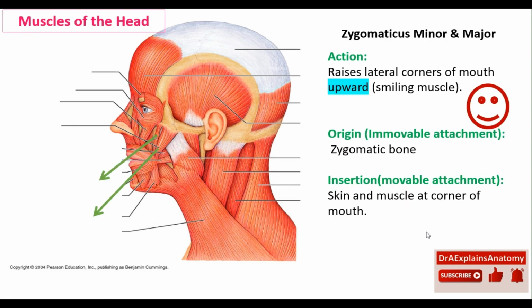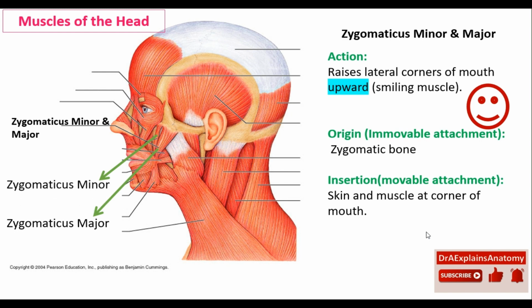Moving to the zygomaticus minor and major muscles. This right here is the zygomaticus major, and this is the zygomaticus minor. Their action is they raise the lateral corners of the mouth upward. So these are the smiling muscles. The origin is from the zygomatic bone right here. The insertion, they are inserted in the skin and muscles at the corner of the mouth.